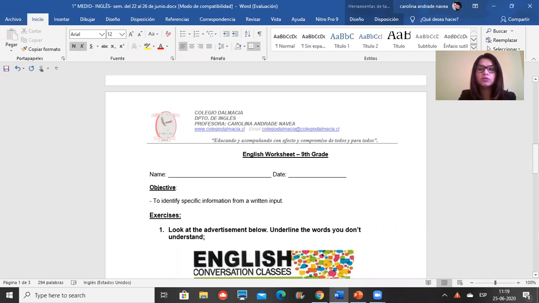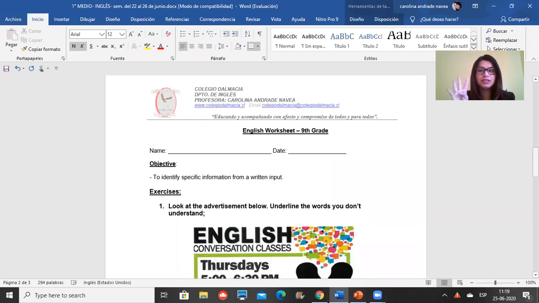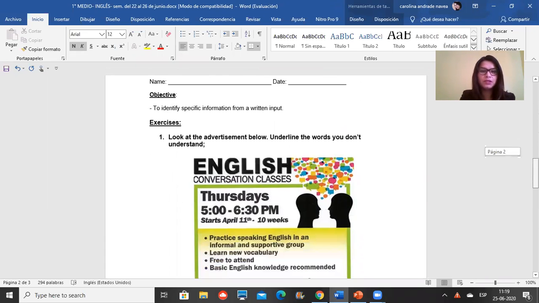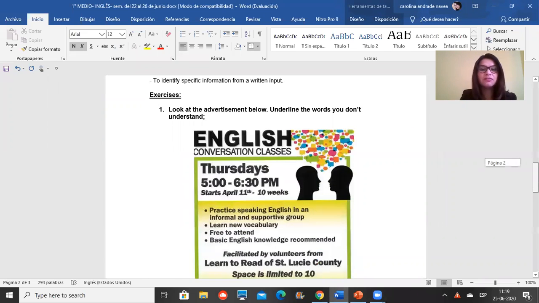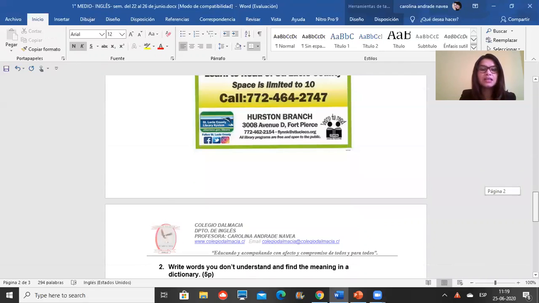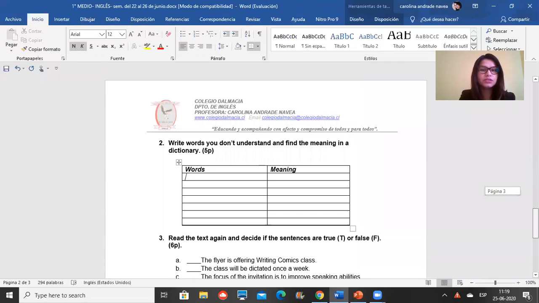So we're going to remember the 4 activities. There were 4 activities that we had to do. Okay, so we are going to remember them now. First of all, you had to look at the advertisement and underline the words you don't understand, all right? That was the first activity. Secondly, you had to write the words you don't understand and find the meaning in a dictionary.